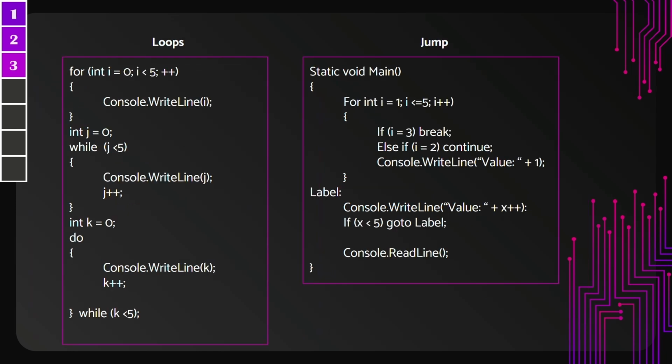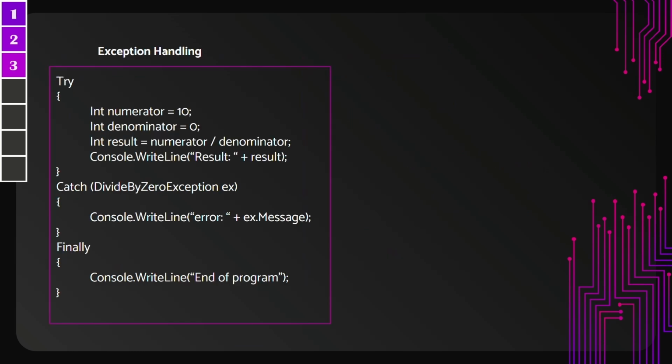And now we have loops. A for loop executes a block of code a specific number of times. A while loop executes a block of code as long as the condition is true. A do while loop is similar to a while loop, and it executes the block of code at least once before checking the condition. Then we have jump statements: break, which is used to exit a loop or switch statement. Continue skips the current iteration of a loop and moves to the next iteration. Return exits a function and potentially returns a value, and goto goes to a part of the code.